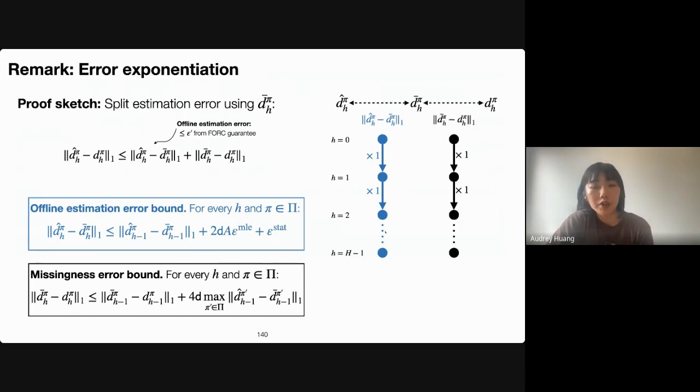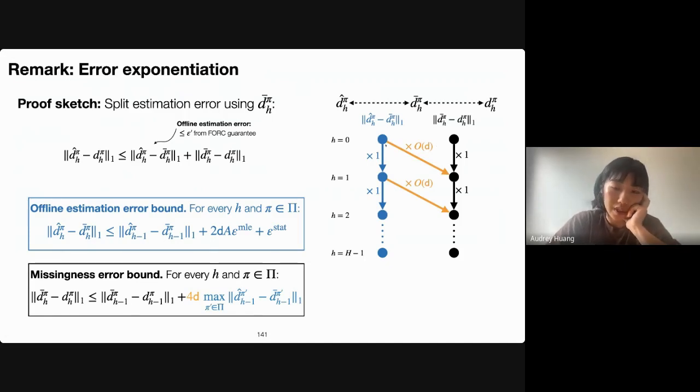And we can draw a similar chain for the missingness error bound, which accumulates linearly in the first recursive term, d bar h minus 1 pi minus dh minus 1 pi, but it also includes 4d times this offline estimation error in the previous level.